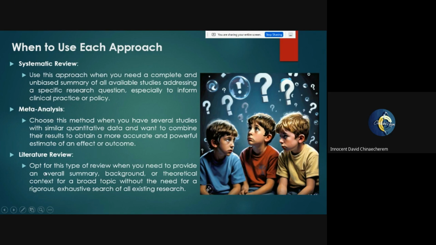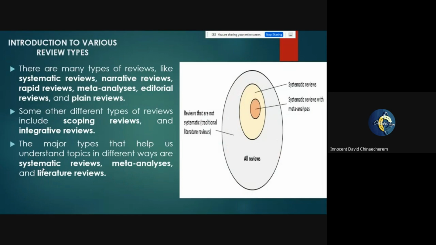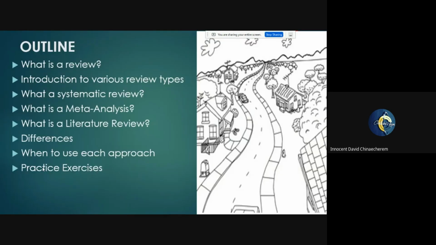Now, how about a literature review? I'm going to choose a literature review when I want to have broad knowledge, when I want to provide an overall summary, I want to provide background knowledge, I want to tell the wider community what is known about the topic I'm interested in. I want to provide a theoretical context, or I just want to go broad. That is when I do a literature review.